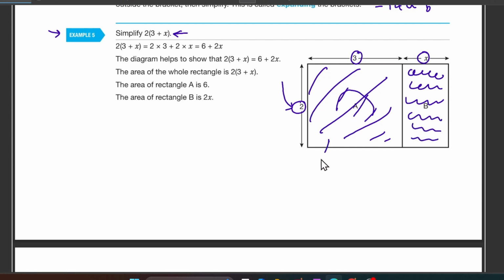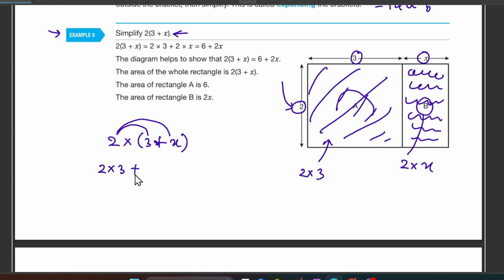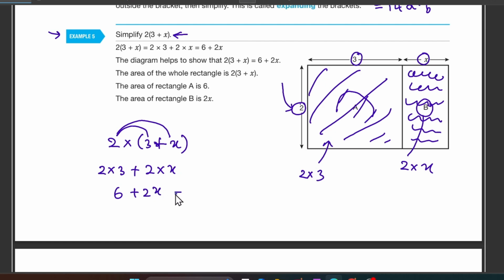If we want to find the area of this rectangle, we multiply 2 times 3. And if we want to find the area of this rectangle, we multiply 2 times x. So that's what happened here. So 2 times 3 plus x is there. We have to individually multiply these two and add. So 2 times 3 plus 2 times x. Then 6 plus 2x. That is the answer.